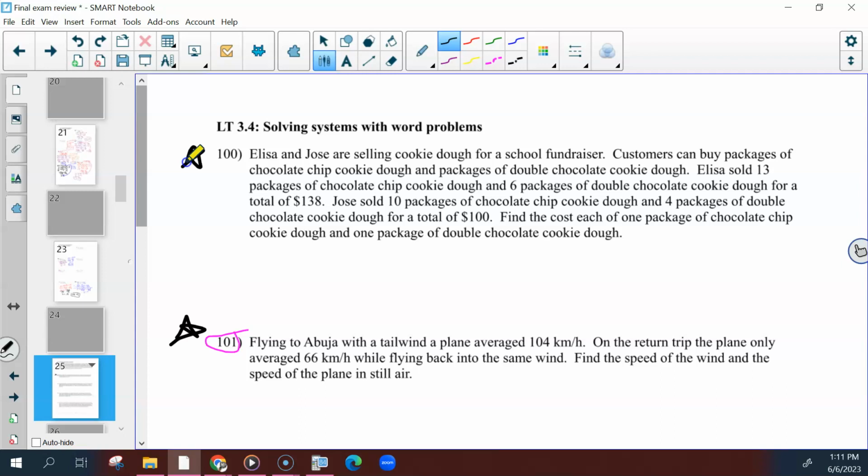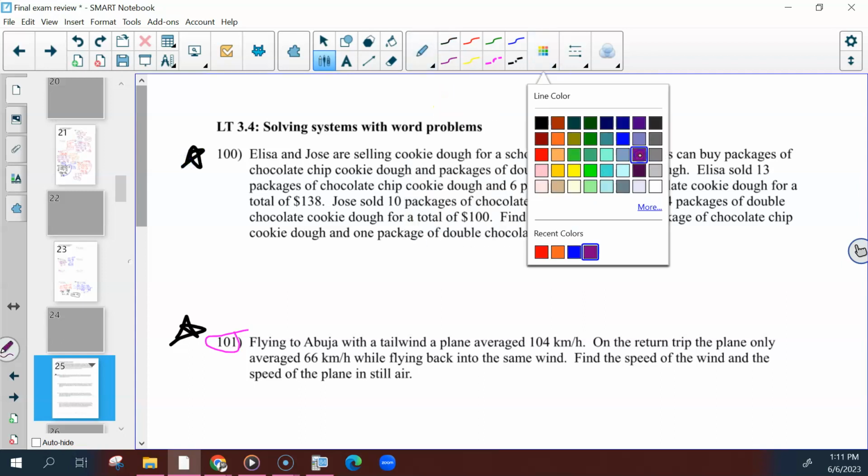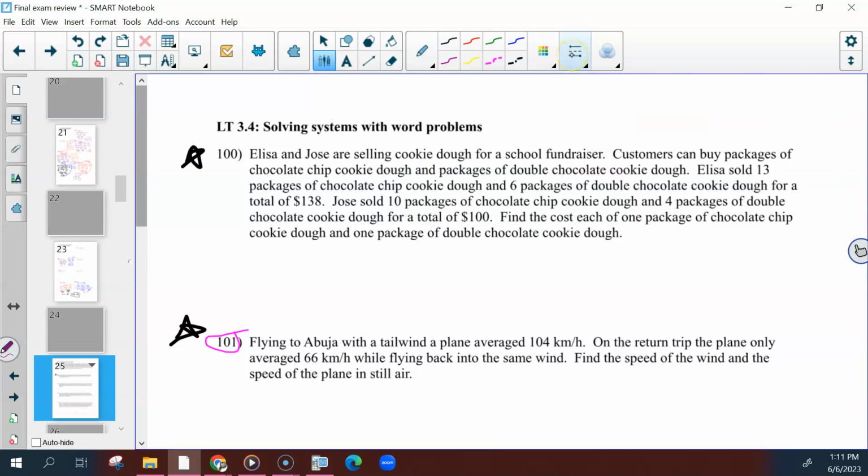I will say 100, 102, 103, and 104 would be set up very much the same way. 101 would be different. As with all word problems, look for important pieces of information. Any numbers you see will most likely be important, and the questions it's asking.